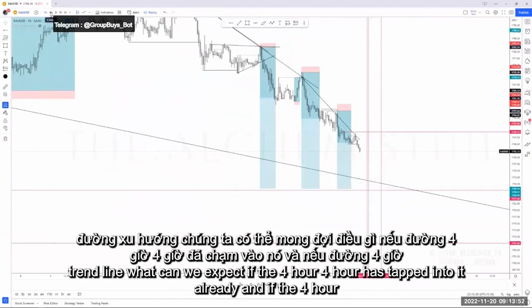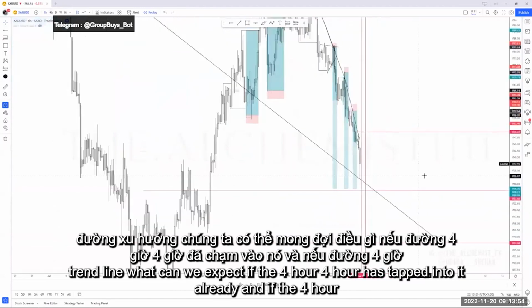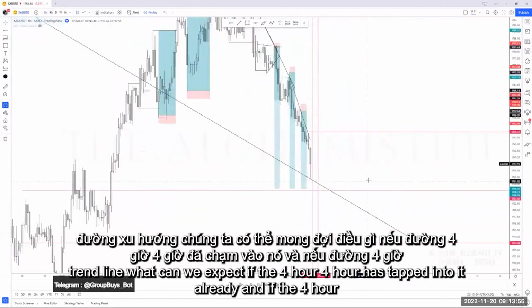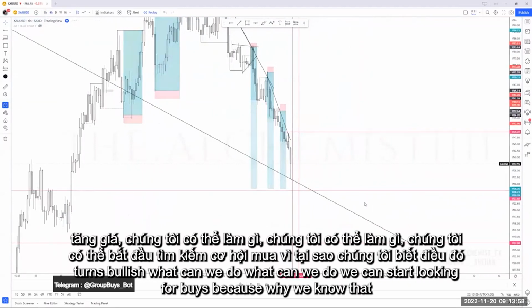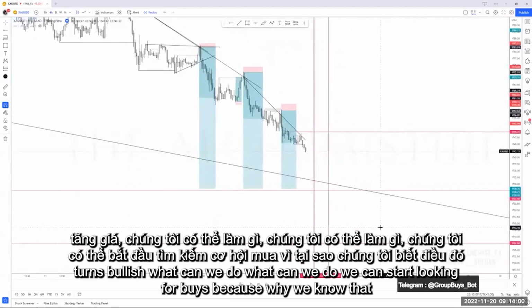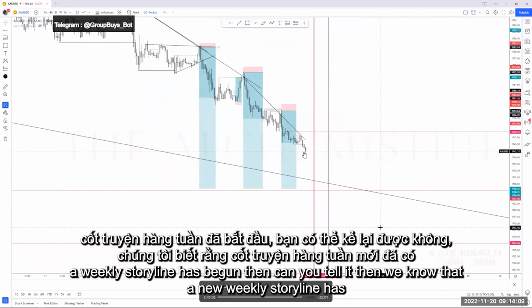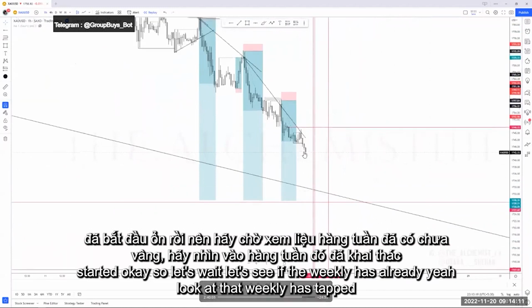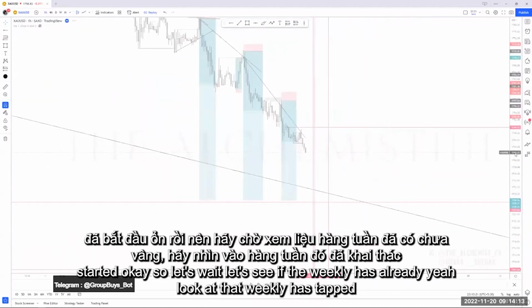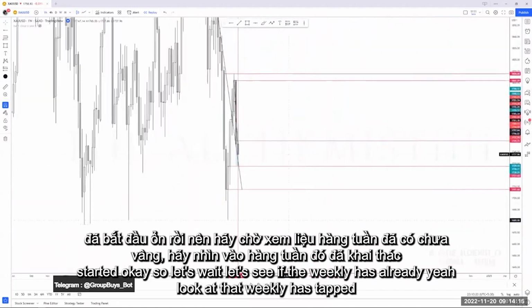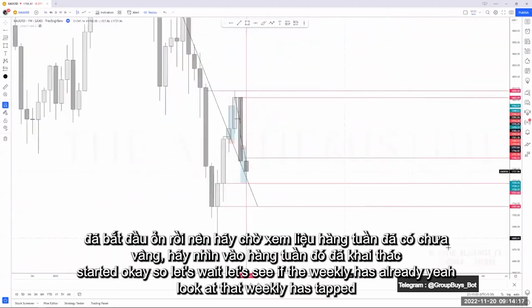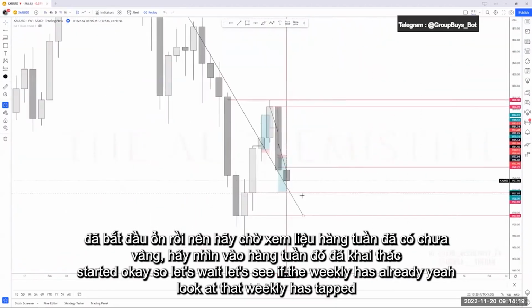So if it is a weekly trend line, what can we expect? If the 4-hour has tapped into it already, and if the 4-hour turns bullish, what can we do? We can start looking for buys, because why? We know that a weekly storyline has begun then. Can you understand it? Then we know that a new weekly storyline has started. Okay, so let's wait. Let's see if the weekly has already. Yeah, look at that. Weekly has tapped into it.